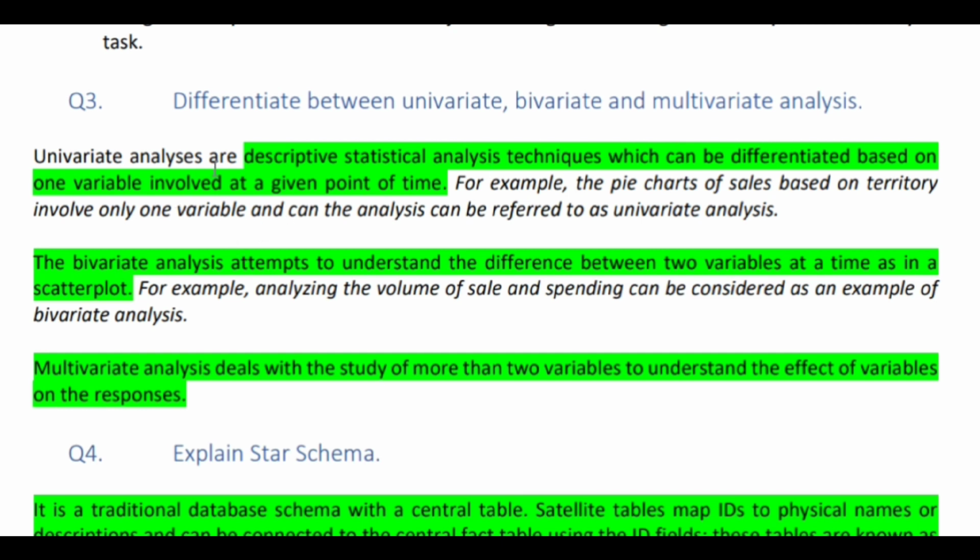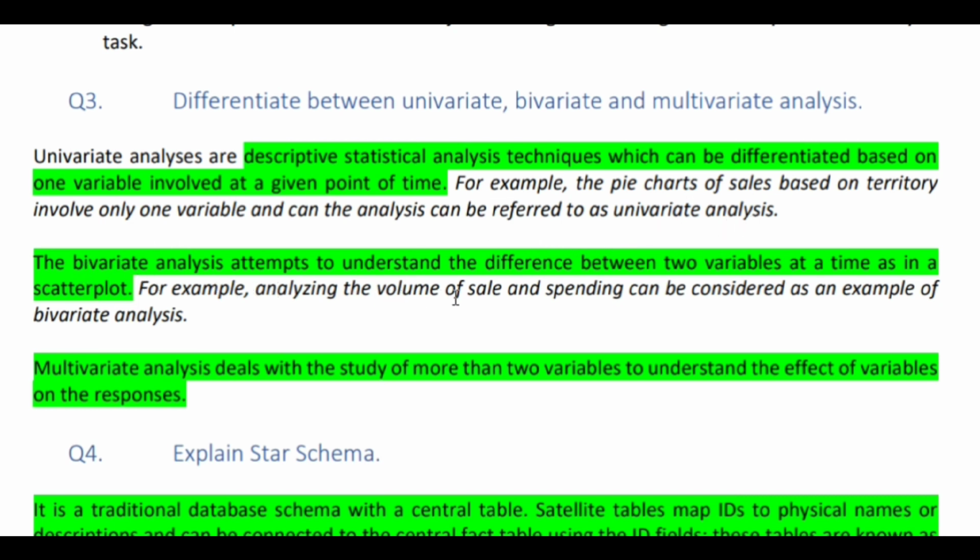Question number 3. Differentiate between univariate, bivariate and multivariate analysis. Univariate analysis is a descriptive statistical analysis technique which can be differentiated based on the one variable involved at a given point of time. For example, the pie chart of sales based on territory involves only one variable and the analysis can be referred to as univariate analysis.